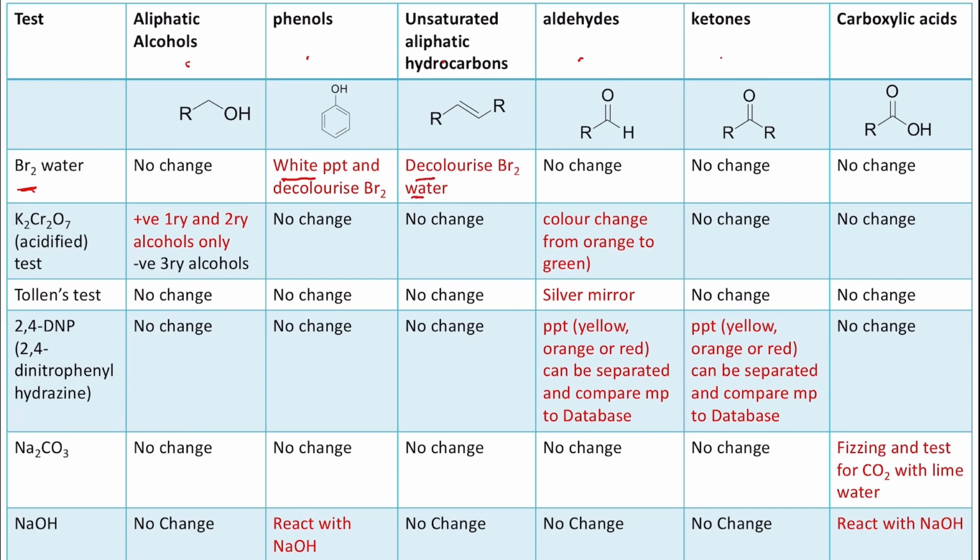You're going to have a positive test, which is the change of the color from orange to green. This is for primary and secondary alcohol because this is an oxidation reaction. And it's going to be negative for the tertiary alcohols because they cannot be oxidized. Also, the aldehydes will give you the same color change, but phenols, unsaturated hydrocarbons or alkenes, the ketones and carboxylic acids will give you a negative test. The Tollens test is specific for aldehydes only.